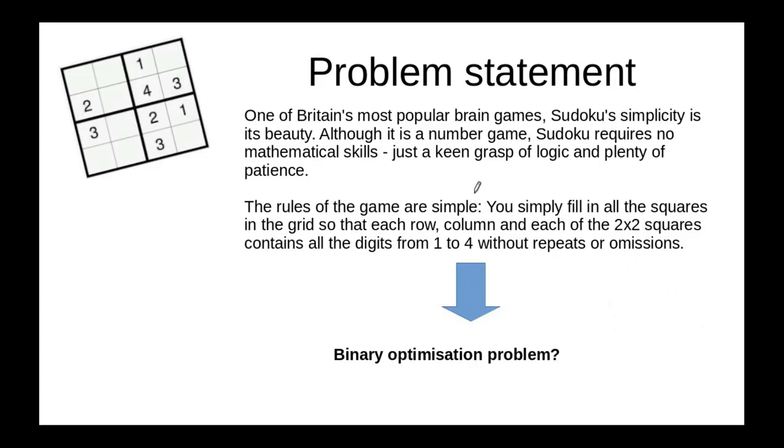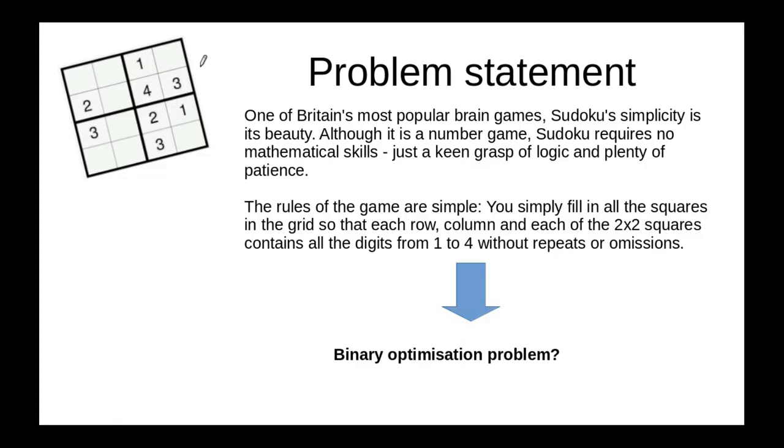Well, the rules of the game are so simple. You simply fill in all the squares in the grid so that each row, column, and each of the 2 by 2 squares contains all the digits from 1 to 4 without repeats or omissions.